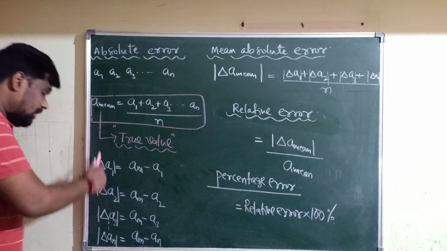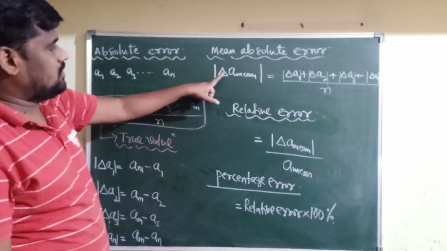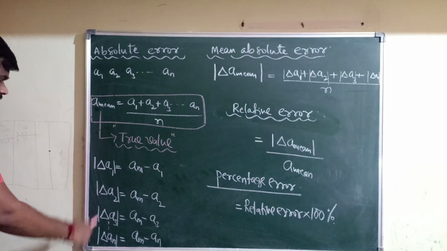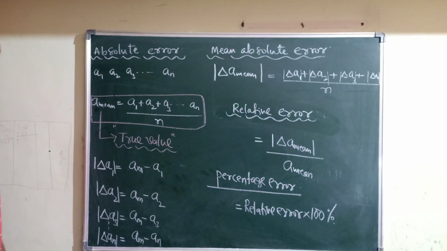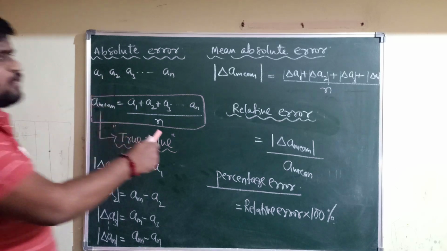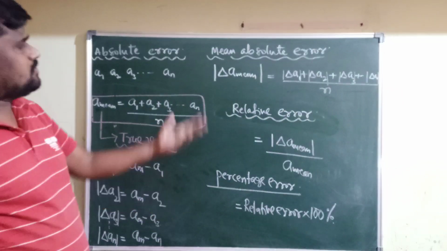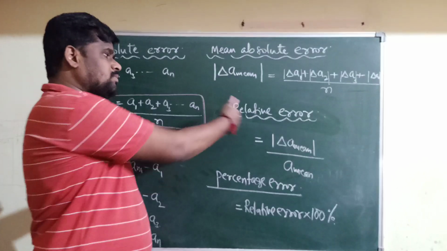Next I will take mean or average of all the absolute errors. Delta A mean is given by sum of all the absolute errors divided by number of absolute errors. How many absolute errors do I have? N number of absolute errors. Sum of all the absolute errors divided by number of absolute errors. You will get a value of what? Mean absolute error.